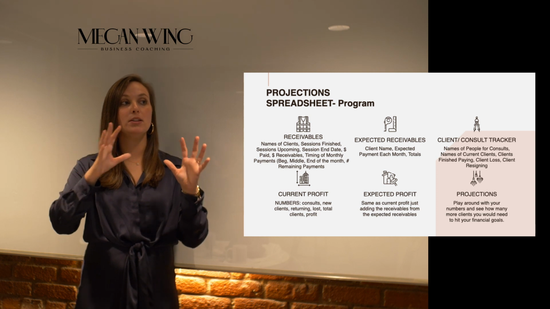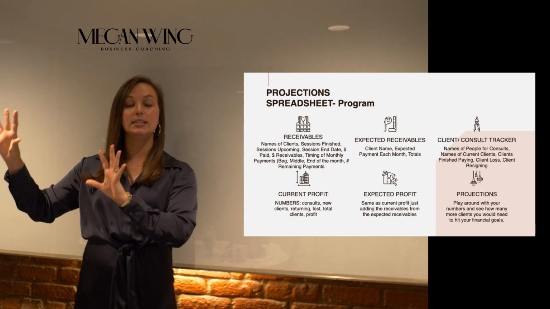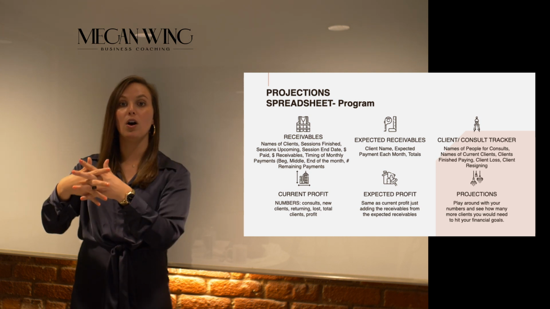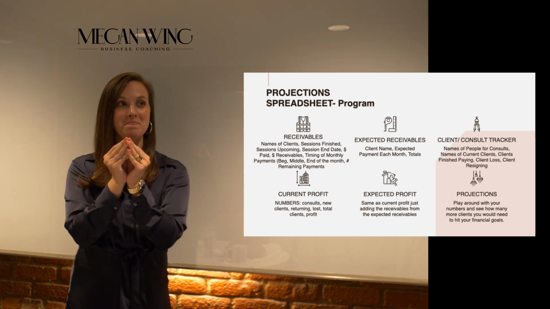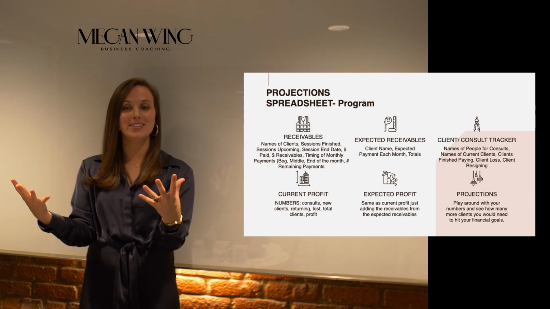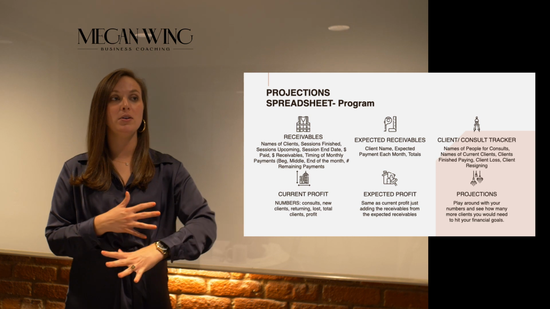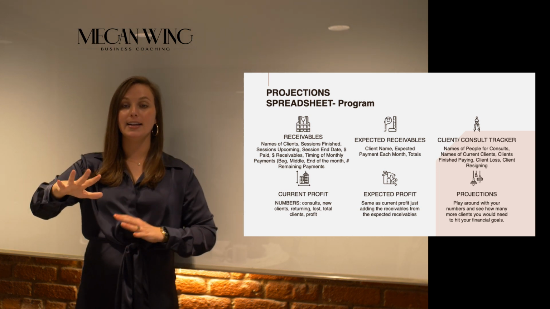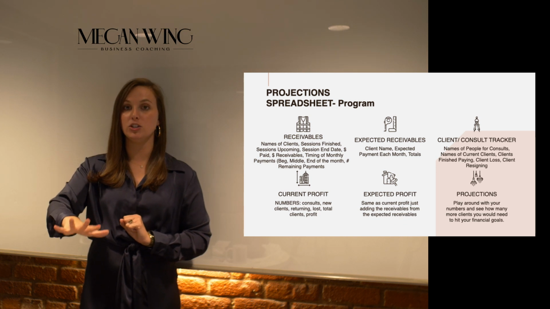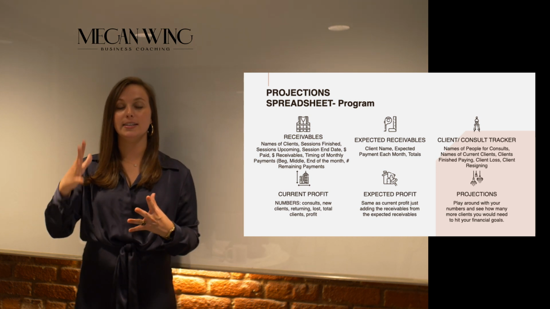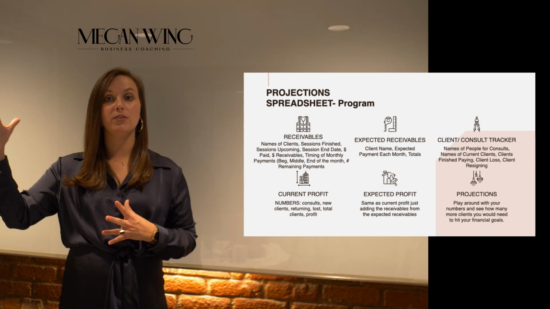So the receivables tab is for each individual client. The expected receivables is the total for all of those clients matched in one. Then you're also going to have a tab for your consults. You want to be tracking the names of those people. You want to have the names of your current clients and know when their payments are finishing up and when they are finishing and completing the program. This is something that's really important, and I'll touch on that later because you want to know that for re-signing calls.